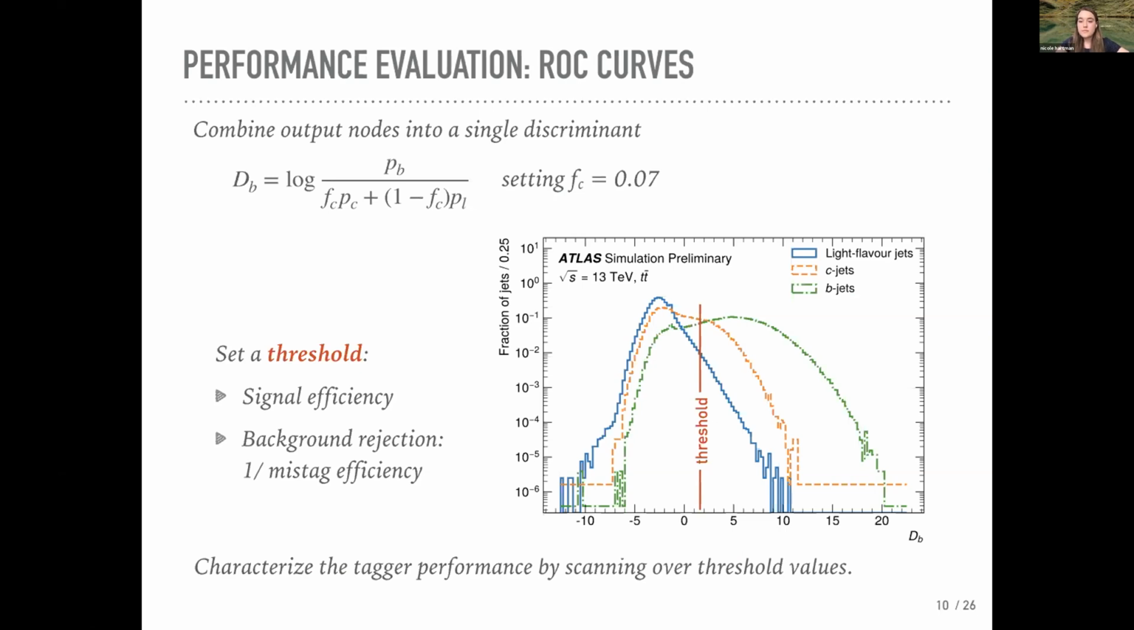For light, C, and B jets. And what we do is we set a threshold on this value, and B jets above this threshold define a signal efficiency. Then the mistag efficiency, or light and C jets that are also above this threshold, define the background rejection, which we define as 1 over the mistag efficiency. And then by scanning over this threshold value, this gives you signal efficiency versus background rejection pairs that you can then plot against each other.